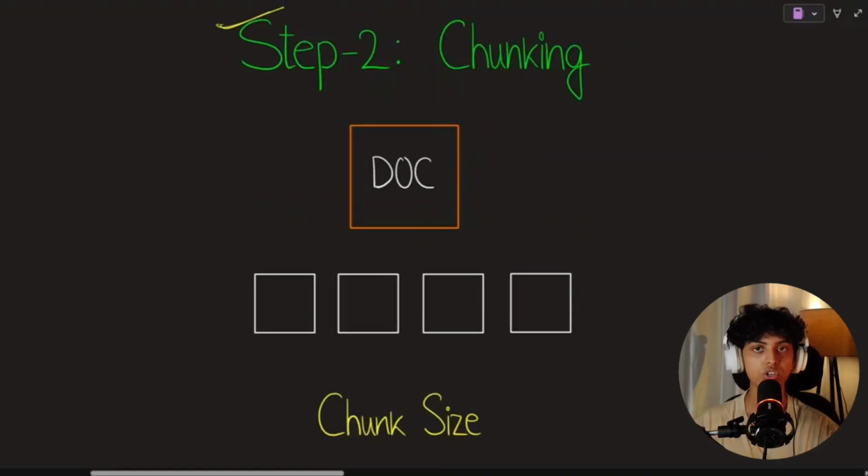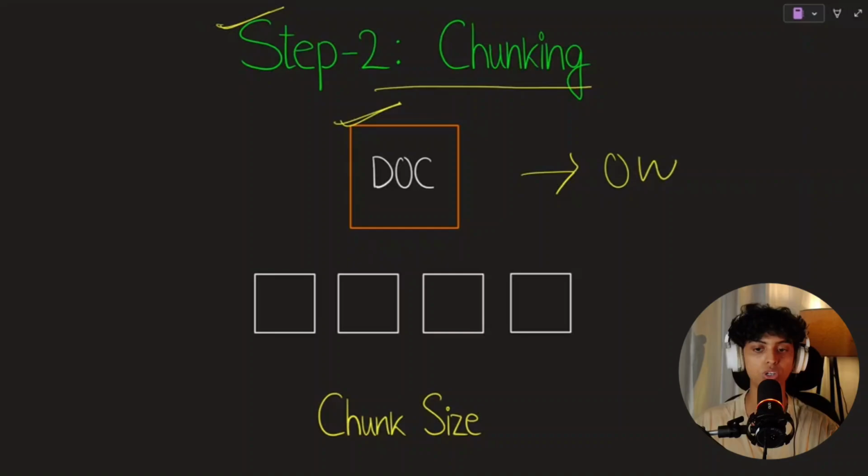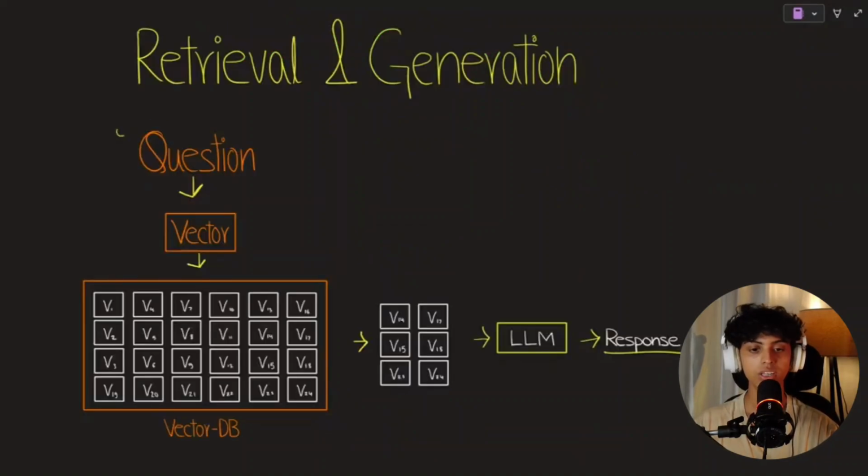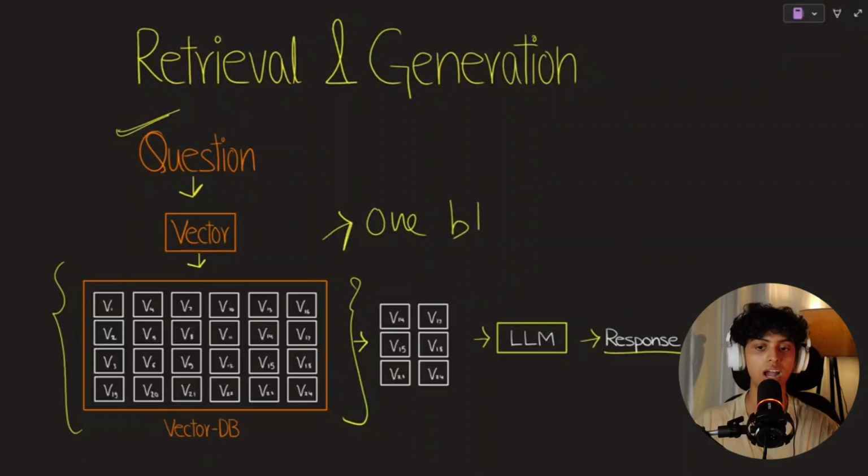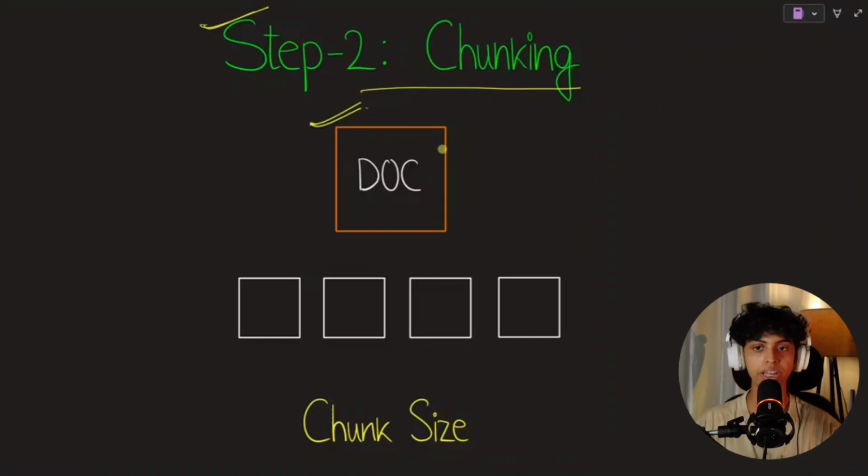And the second step is chunking, and this is a very important step as well because you cannot store a 100-page document as one single piece. And if you do, then if someone asks a question, your system will try to match that question against the entire 100 pages as one block, and the match will be terrible and retrieval will be useless. So instead you break down your document into smaller chunks.